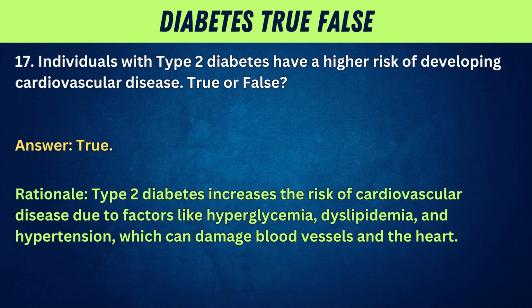17. Individuals with type 2 diabetes have a higher risk of developing cardiovascular disease. True or false? Answer: true. Rationale: type 2 diabetes increases the risk of cardiovascular disease due to factors like hyperglycemia, dyslipidemia, and hypertension, which can damage blood vessels and the heart.